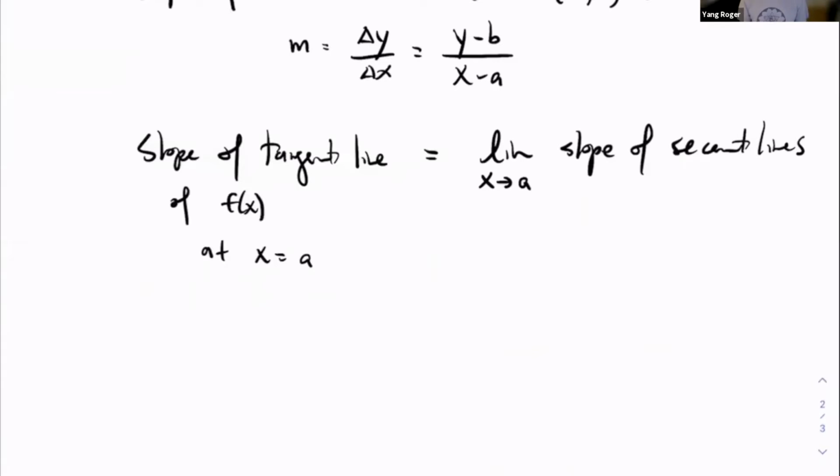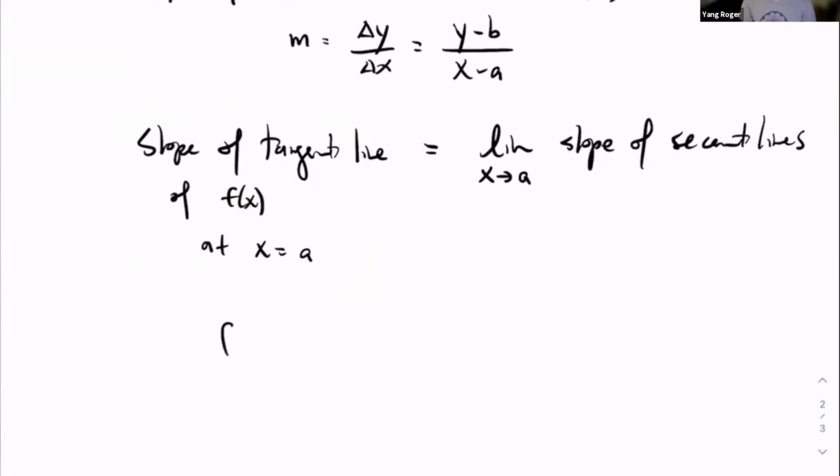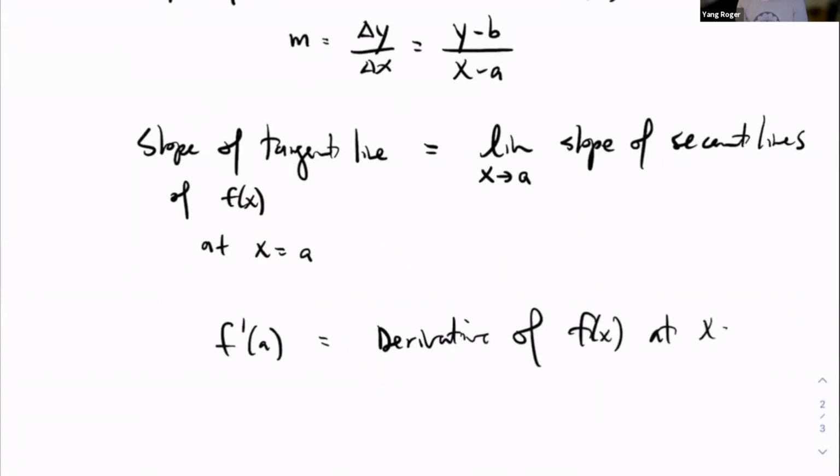All right. And I guess it's really important that we're working at this point a, and it's also important that we're talking about a particular function. So we have a notation that describes this, and that notation is f prime of a. And this is called the derivative of f of x at x equal to a, right?